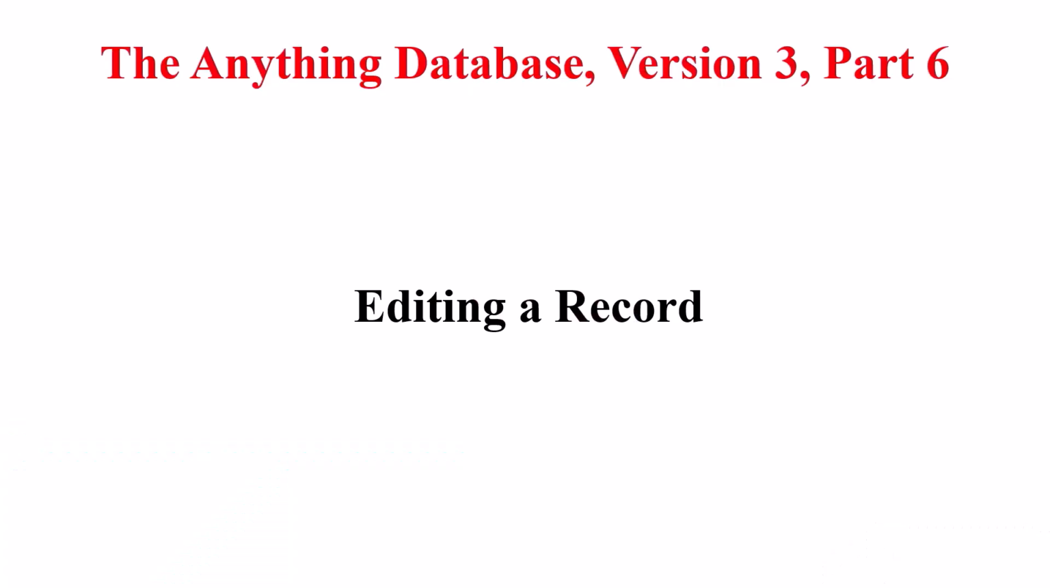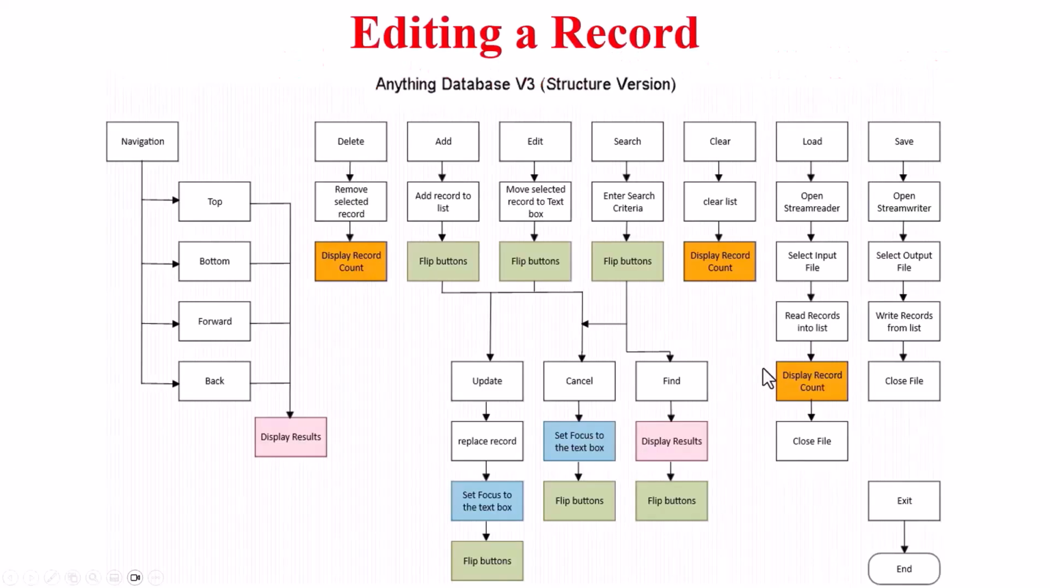And it's a little trickier than add, but not too much. And we're going to actually implement the update button in here and make some changes to it. So this particular video is the Editing Database version 3 part 6, Editing a Record. Now, editing a record is going to take place right in here. You can look at add as kind of using the same features, update and cancel. Edit is going to use it as well.